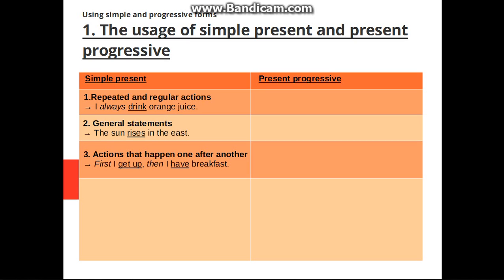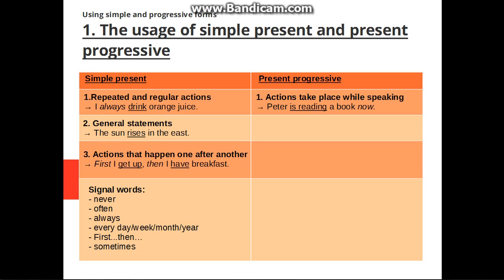There are also some signals that are no verbs but words, like never, often, always, every day, week, month, year, first, then, and sometimes. Now we continue with the present progressive. First, actions take place while speaking. For example, Peter is reading a book now.